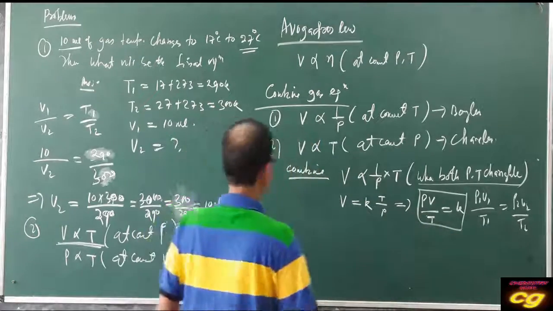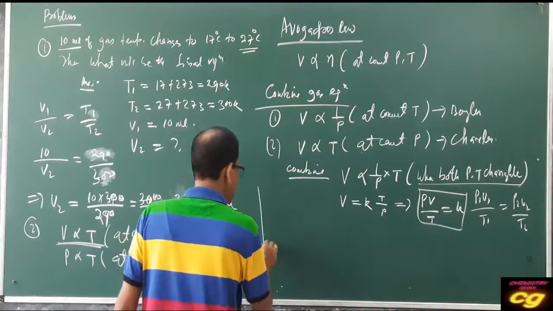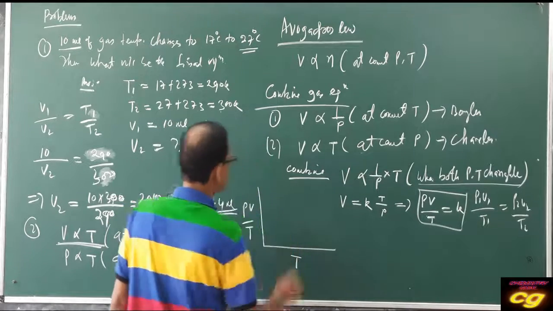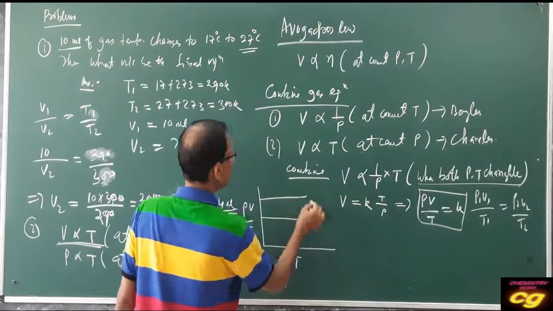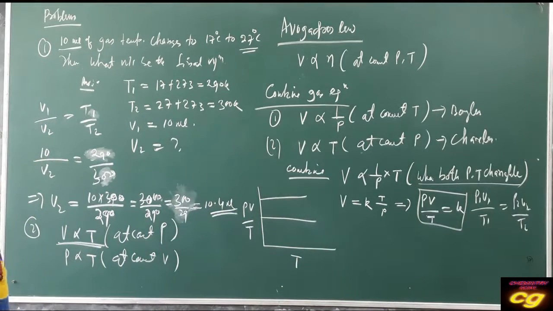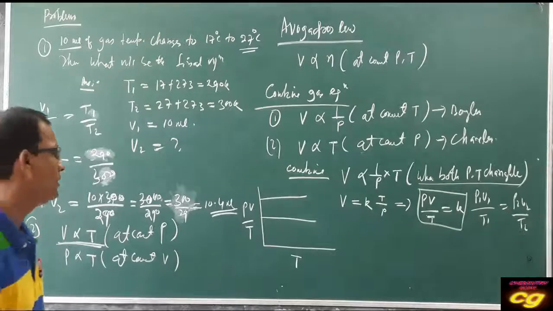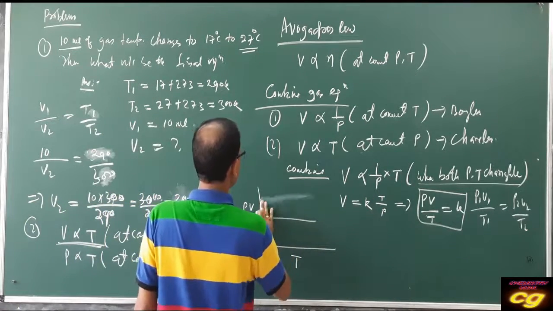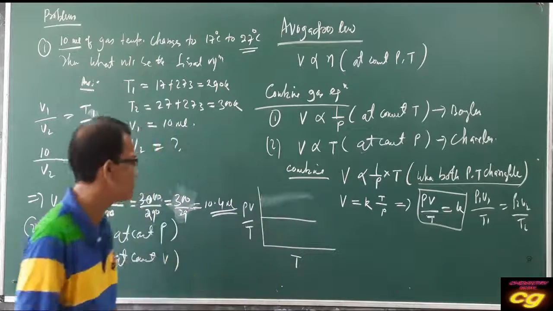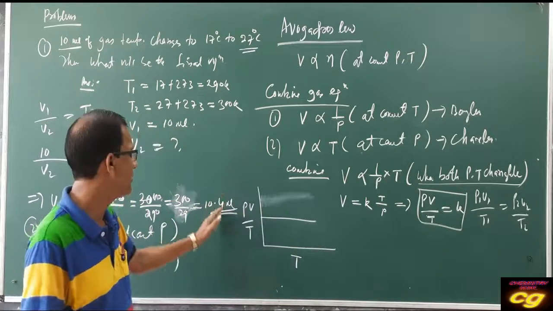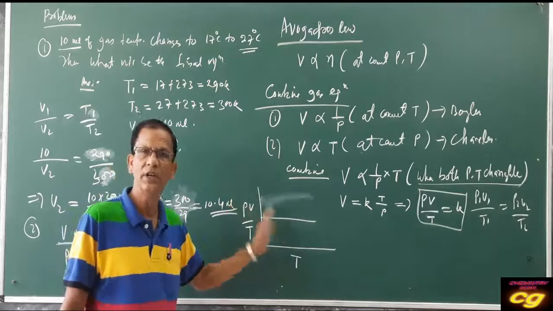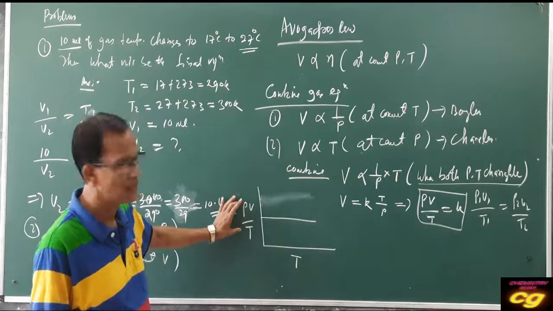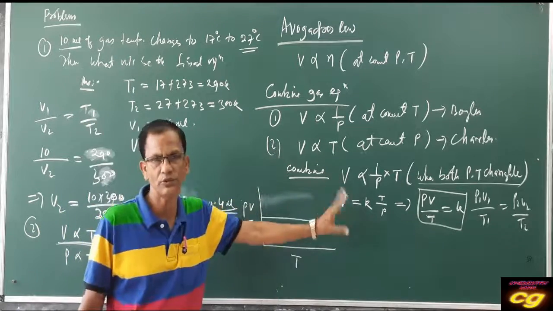And if you draw the graph, you can take PV by T versus, suppose, T. The graph will be constant. A constant graph will be obtained. So this is the graph representation of the combined gas equation: PV by T versus T, versus P, versus V. Every graph will be parallel to the X-axis, because PV by T is always constant as per the combined gas equation.